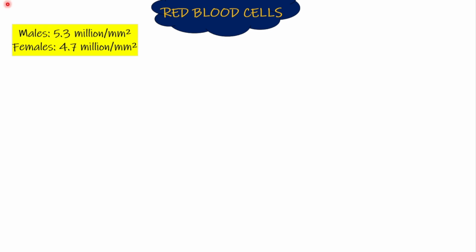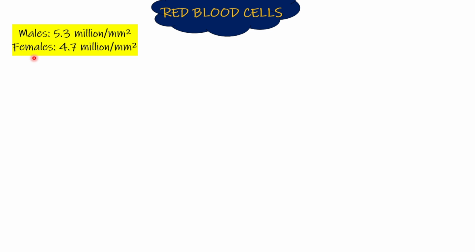So red blood cells, in males the total number of red blood cells is 5.3 million per millimeter square, whereas in females the number of red blood cells is 4.7 million per millimeter square. So the number of RBCs is relatively greater in males as compared to females.